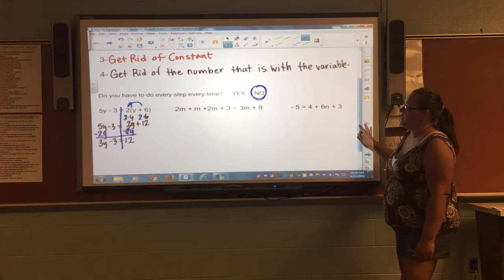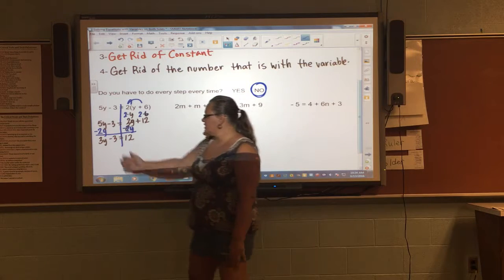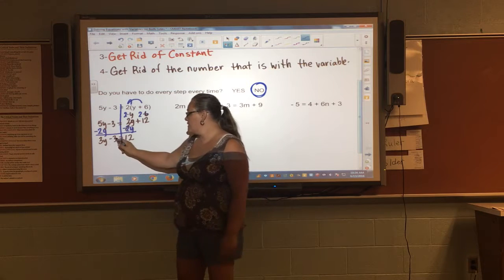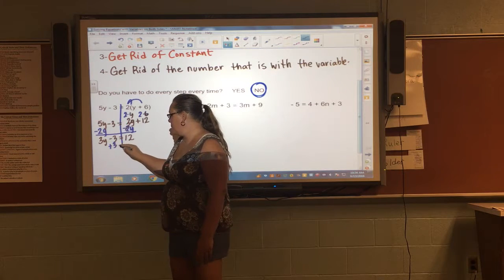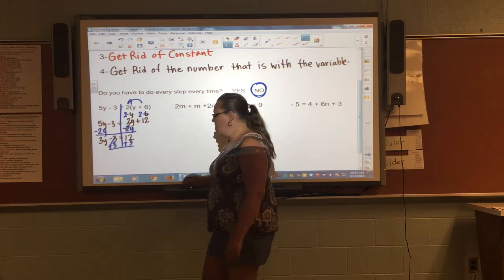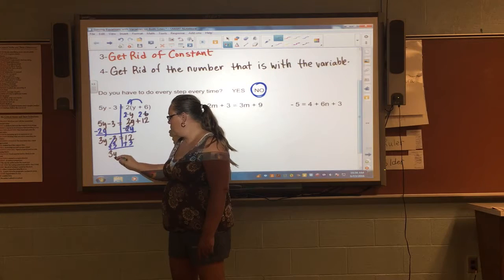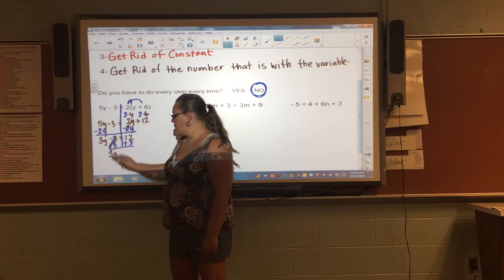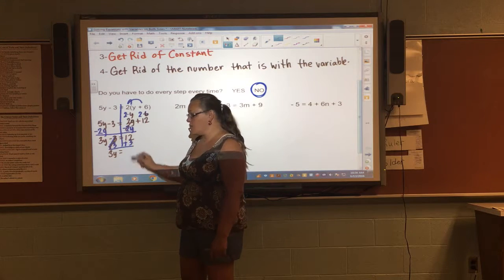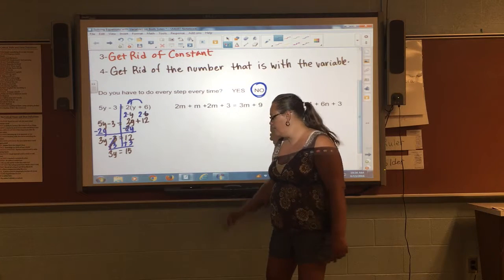The third step says to get rid of the constant or the plain number. So if we look at the side that has the variable, the plain number would be the minus 3. So the opposite of minus would be plus 3 on both sides of our equation. And left to right, we didn't do anything with the 3y, so it comes down. Minus 3 plus 3 goes to 0, so we can cross it out, and it is equal to 12 plus 3 is 15. My signs are the same, so I will keep it and add.